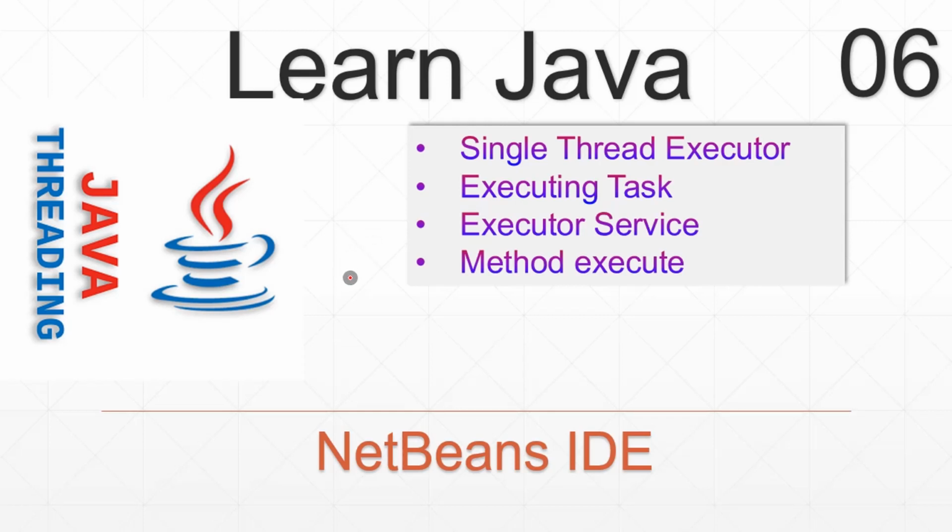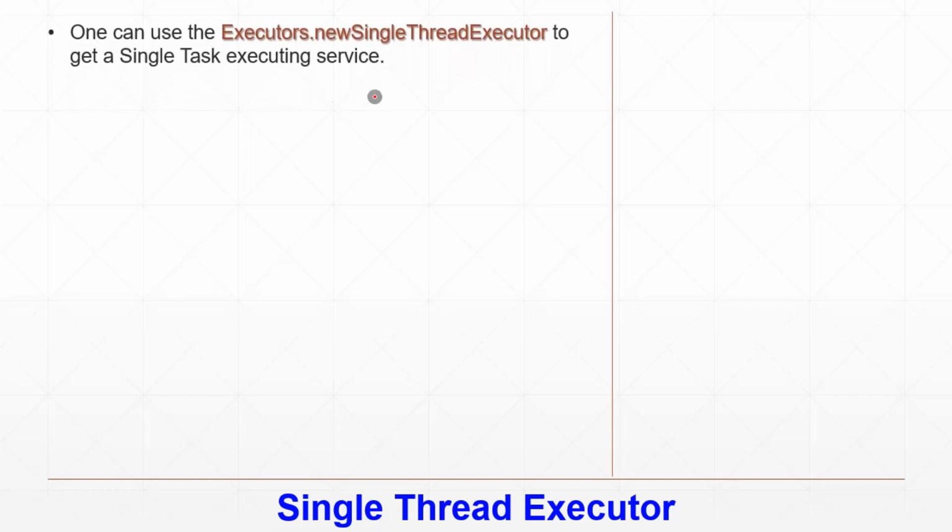In this video, we will see how to use single thread executor service. One can use the Executors.newSingleThreadExecutor to get a single task executor service. Previously, we used newCachedThreadPool, so that will spawn multiple threads and execute the tasks in parallel.